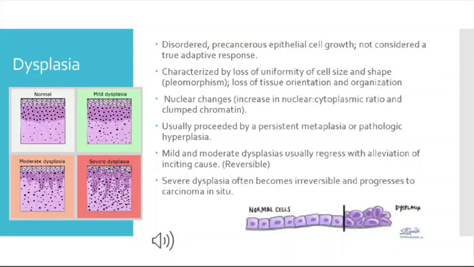Here in the photos, you can see that as the dysplasia becomes more severe, the tissue loses its architecture and the nuclei become darker due to the clumped chromatin, and they also increase in size.